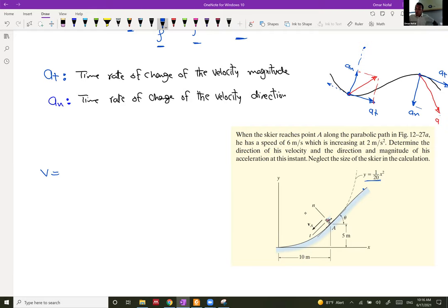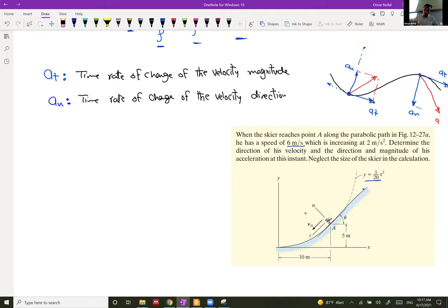Does anybody know, it says that the speed is 6 meters per second. So what is the component of this speed? Is it tangent or is it normal? It would be tangent, wouldn't it? So does it have a normal component? No, it doesn't have. You're right, because the velocity is always in the tangent direction, so it shouldn't have any normal component, because it's always tangent to the path that you are moving on.